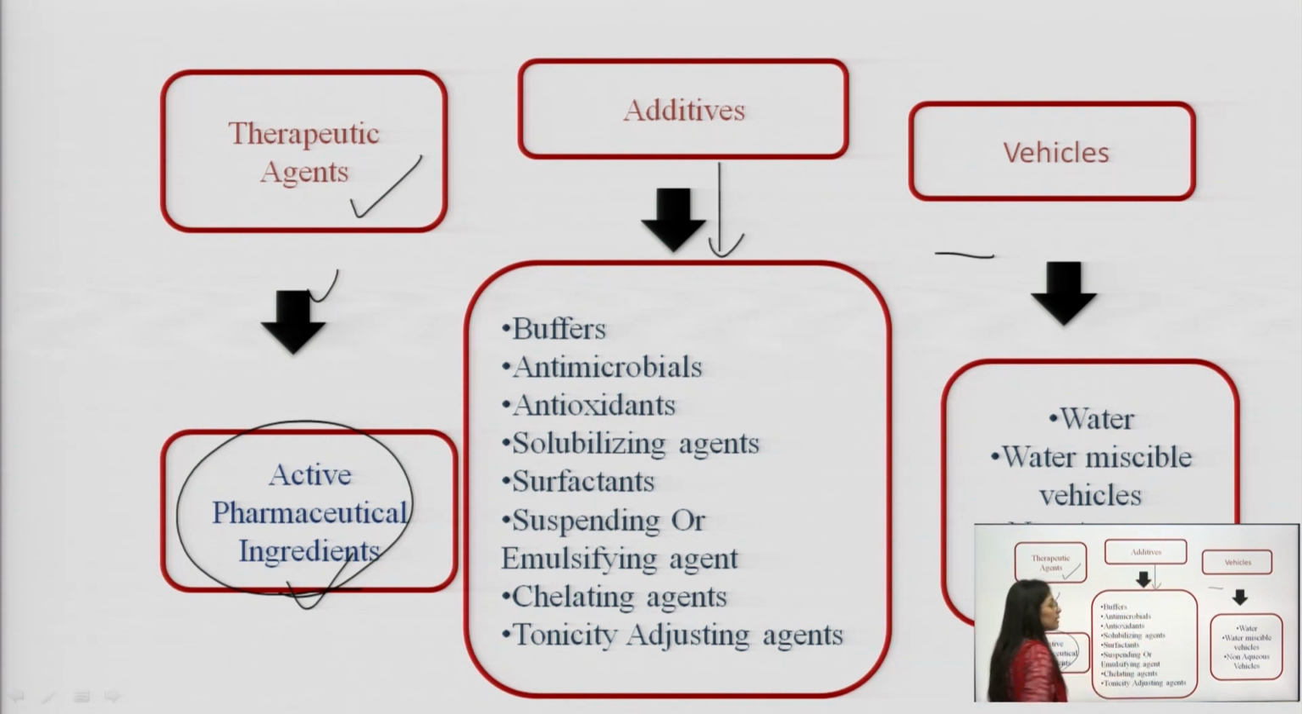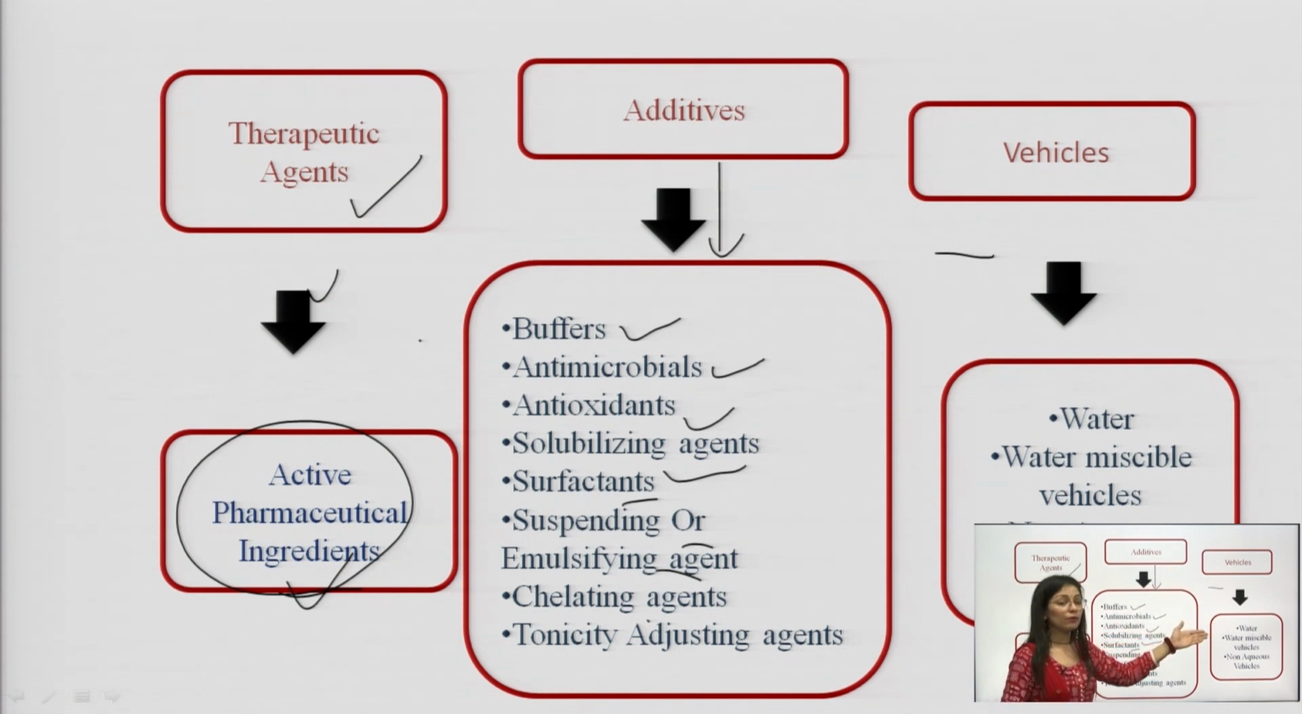Additives are those agents used in the formulation in order to provide stability of the formulation. These are the additives: buffers, antimicrobials, antioxidants, solubilizing agents, then we have surfactants, suspending agents, emulsifying agents, chelating agents and tonicity adjusting agents. All the agents have some basic property that needs to be taken care of. We are going to learn one by one the meaning of all these things and what their role is. Moving on, we have vehicles: water soluble vehicles, water miscible and non-aqueous vehicles. So these we are going to learn.